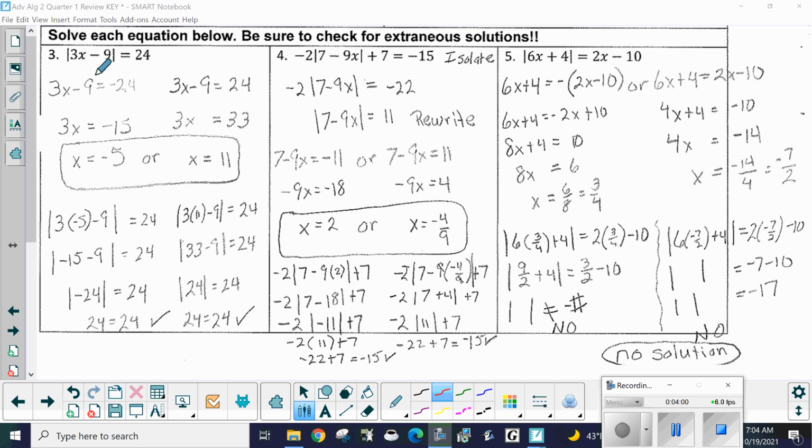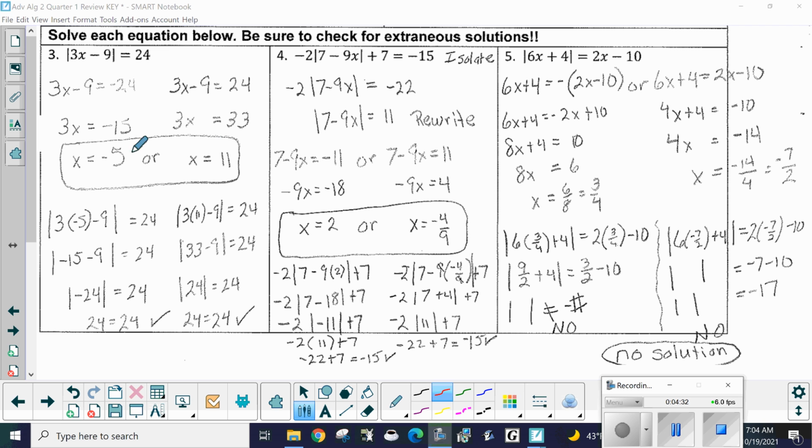So 3x minus 9 is either 24 steps to the left of 0, or 3x minus 9 is 24 steps to the right of 0. Now I solve each one independently. Add 9, 3x is equal to negative 15. Divide both sides by 3, x is equal to negative 5. Or, on the right-hand side, I add 9, and I get 3x is equal to 33. I divide both sides by 3, x is equal to 11.